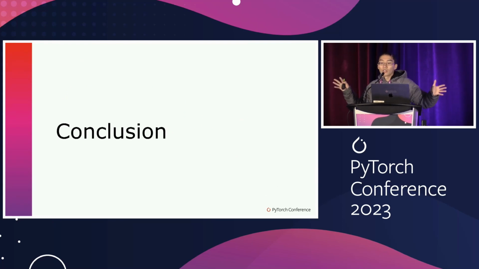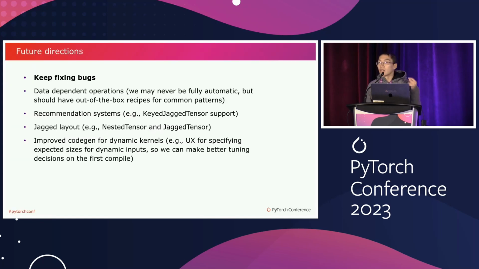So there's a lot more going on under the hood with dynamic shapes, but these are the main things that I wanted to tell you about today. Where are we going with dynamic shapes in 2024? Well, the big thing is we need to keep fixing bugs. There are still lots and lots of bugs.